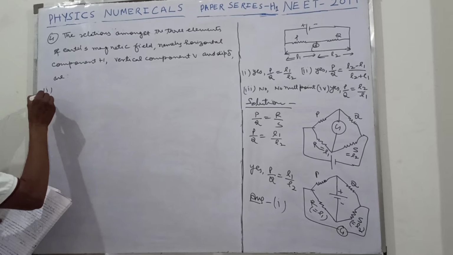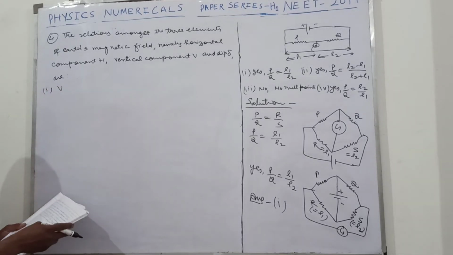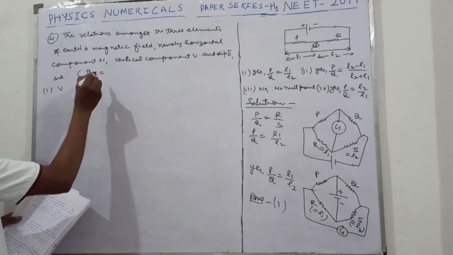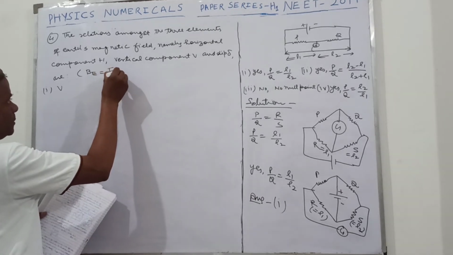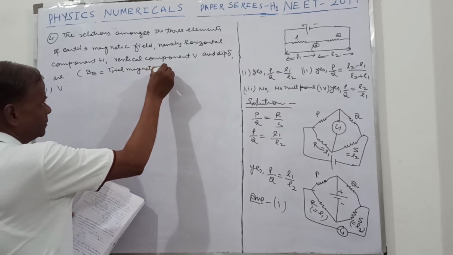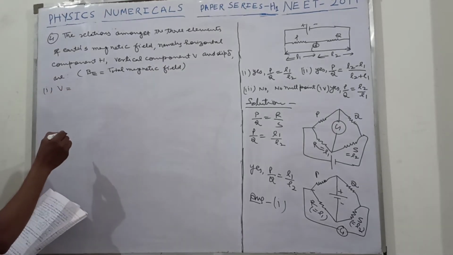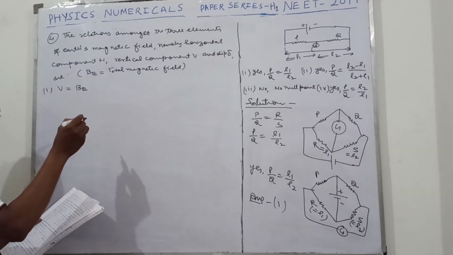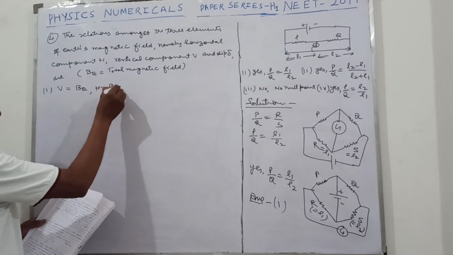Now the options. Here one more thing is given: BE equal to total magnetic field. So the first option is B equal to BE and H equal to BE tan delta.